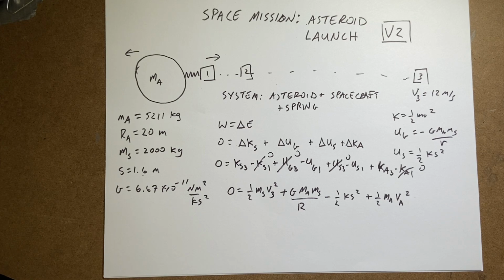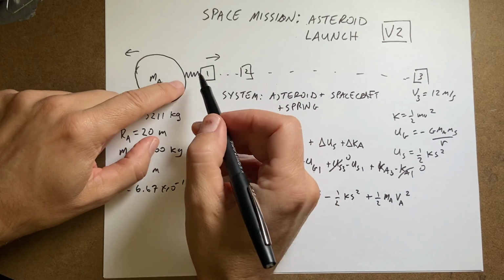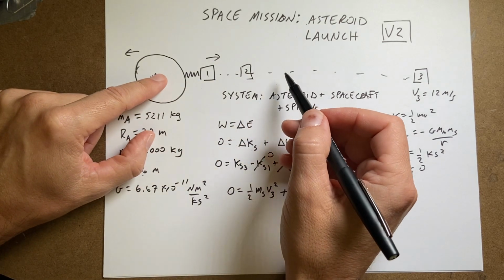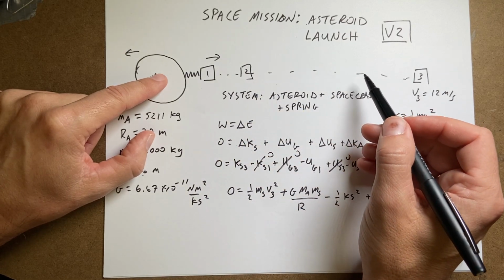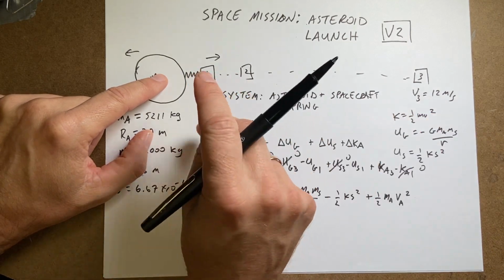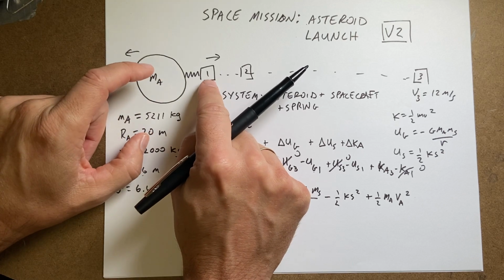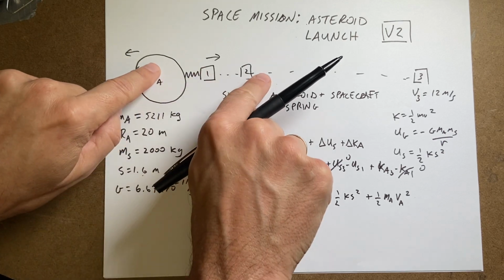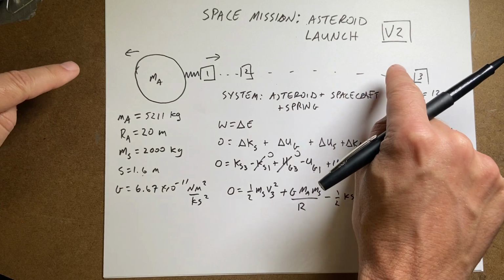Okay, I got it. I had to think for a second. So this spring is going to push them apart, and that's going to move, and this is going to slow down as it does so. But the whole time there's two forces interacting between the mass, the spacecraft, and the asteroid. The spring pushes them apart, speeds them up, and then gravity slows them down.